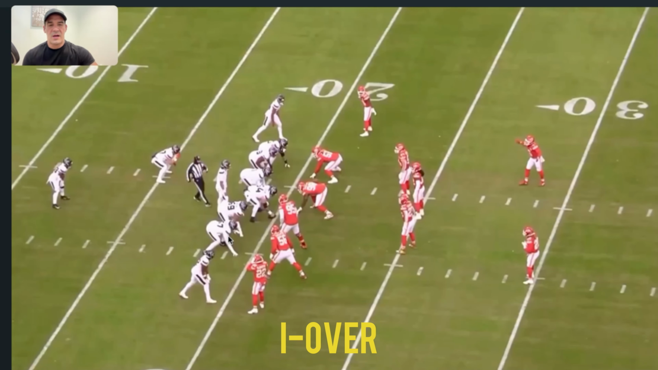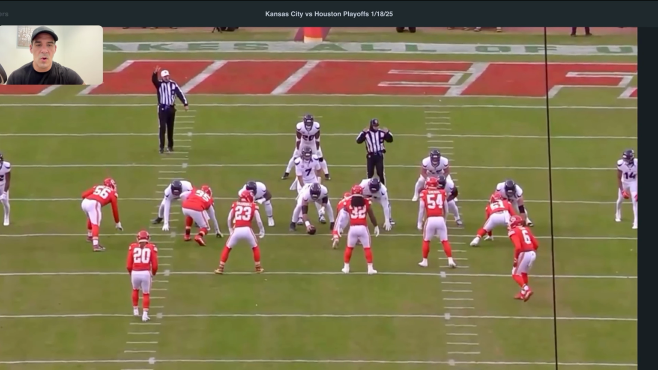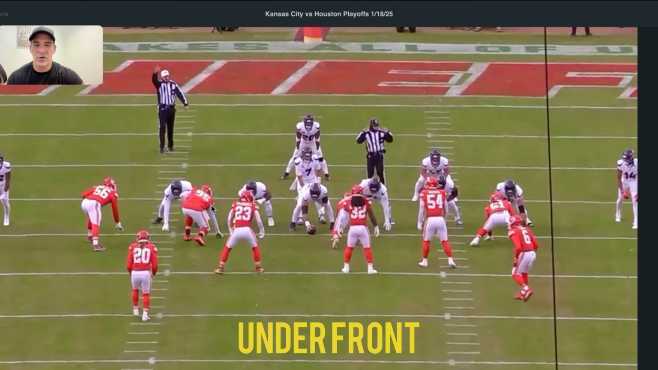Now we're going to go look at the other angle of this because that tells us the whole story. From this angle, what we can see is we're in an under front. It's an under front because our 3 technique, Chris Jones here, is lined up away from the running strength. This is a strong right because we got a tight end here and he's an extra offensive lineman. So that makes it even more of a running front. So this is strong right, and our 3 technique is away from that. So this would be an under front.